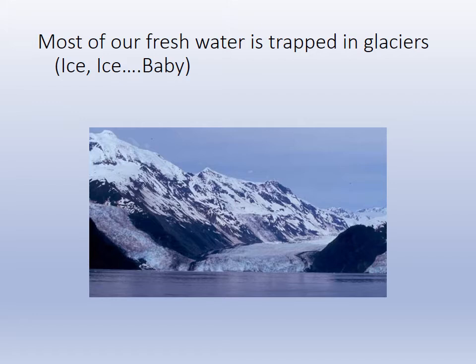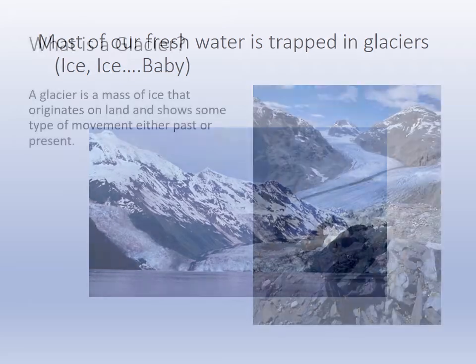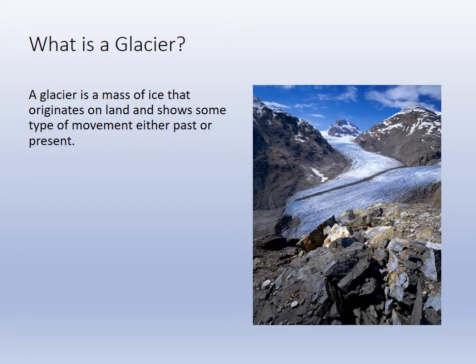Most of our fresh water is currently trapped in the great glaciers, and to quote one of the most famous rappers, ice, ice, baby. So what is a glacier? It's a massive ice that is partially on land or all on land, but the key is it's moving or has moved in the past or present. They are very important in erosion because these moving glaciers act like huge plows.